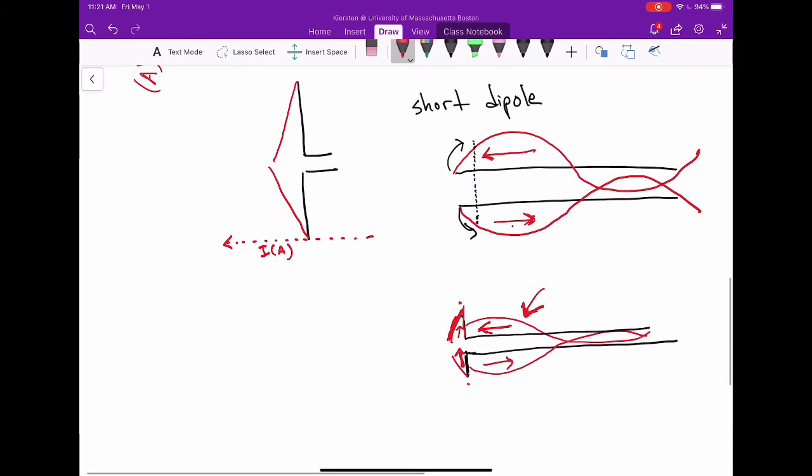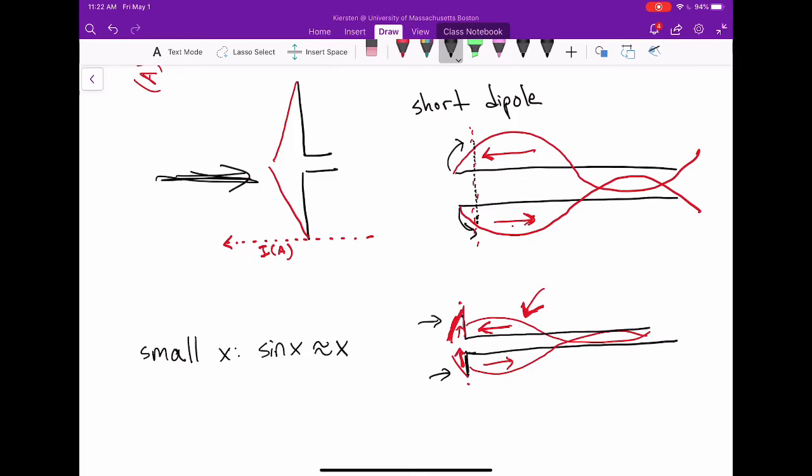But because they are the very last bit, the very last little slice of this sinusoid, and for small values of x, sine x is approximately equal to x, we end up with this linear shape on each half of the antenna and a triangle shape for the current distribution as a whole on the short dipole.